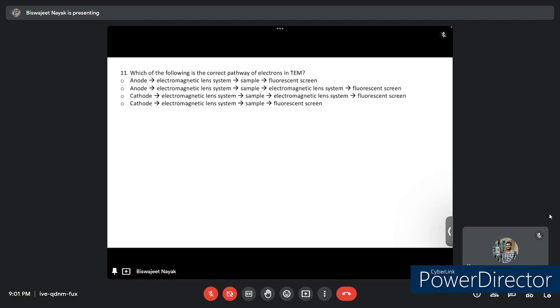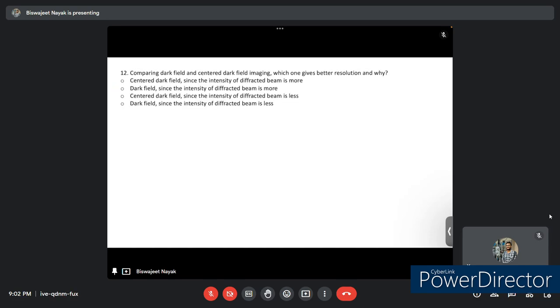Which of the following is the correct pathway of electrons in TEM? It goes from the anode to the electromagnetic lens system, to the sample, then the electromagnetic lens system again, then to the screen. Comparing dark field and centered dark field imaging, which one will give better resolution and why? Centered dark field, since the intensity of the diffracted beam is more. As the intensity of the diffracted beam will be more, it will give us better resolution.